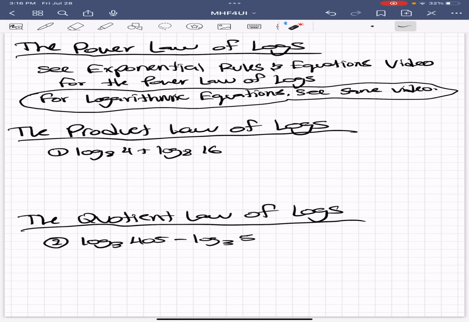Okay, let's begin. If you want an example of the power law of logs, watch my exponential rules and equations video. It's a previous video of mine for the power law of logs. And if you want to look at logarithmic equations, not the basic ones, but the exponential ones, you can see it in the same video. So let's go on to our examples of the product law of logs and the quotient law of logs.